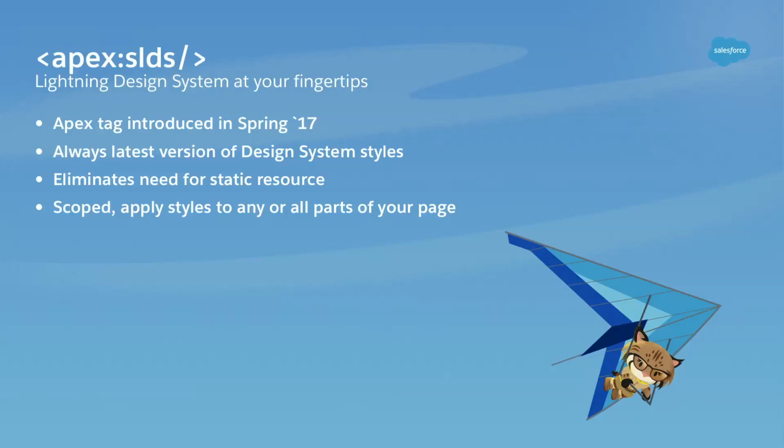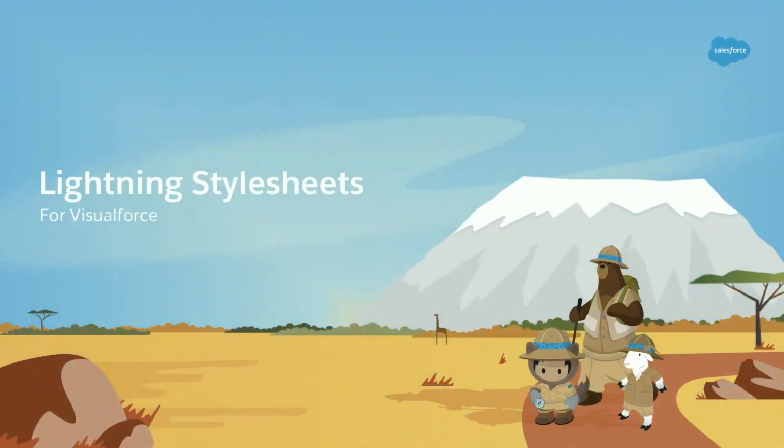So in order to get Lightning design system into your Visualforce page, you want to use the Apex SLDS tag. And this is a tag that came out about a year ago, and basically allows you to have the latest version of the Lightning design system style sheets inside your Visualforce page without having to update it every time a version goes up. And it's scoped, so you have the ability to style your whole page or just a part of it. So I'm going to go back to the org that we were looking at.